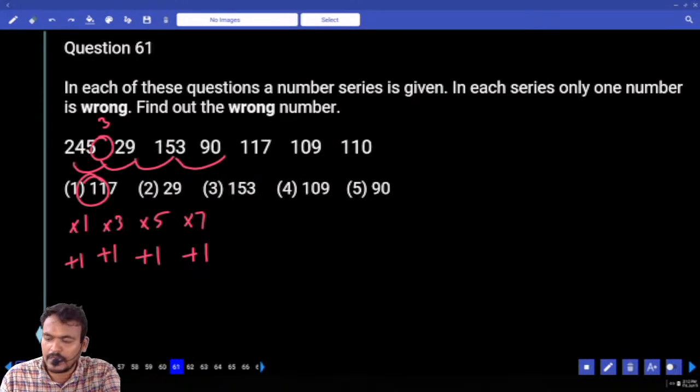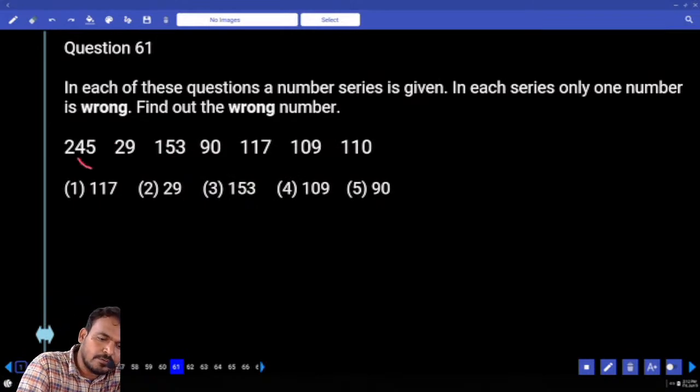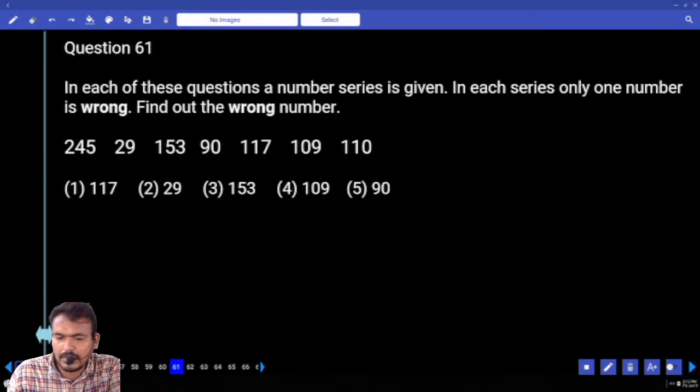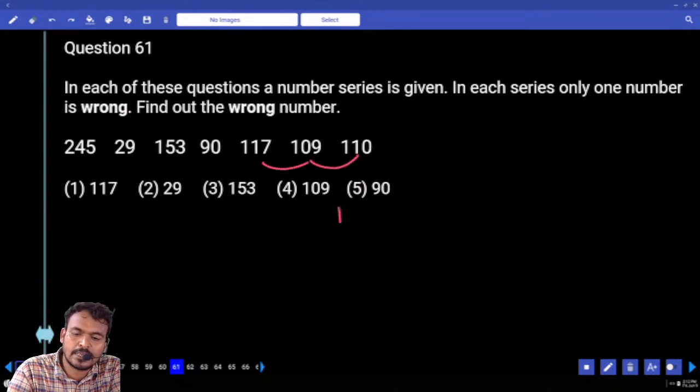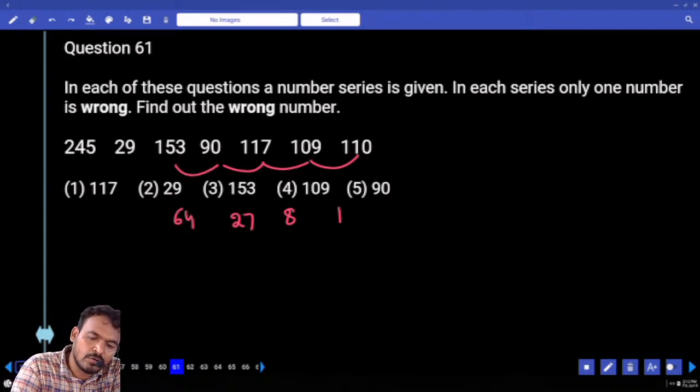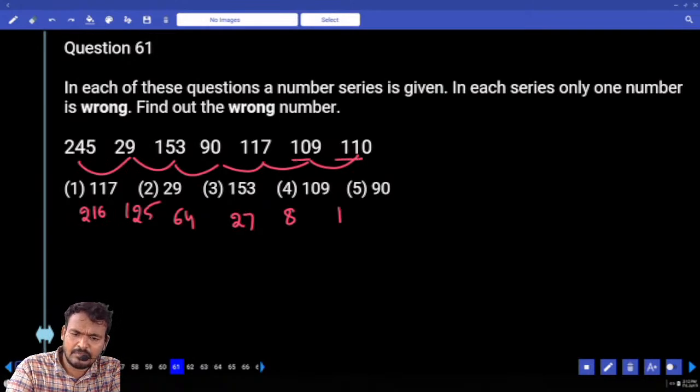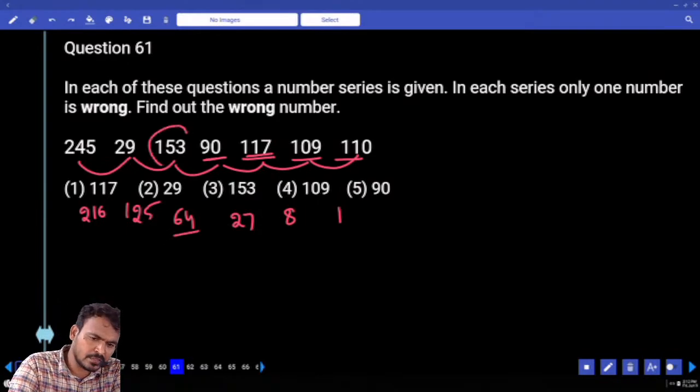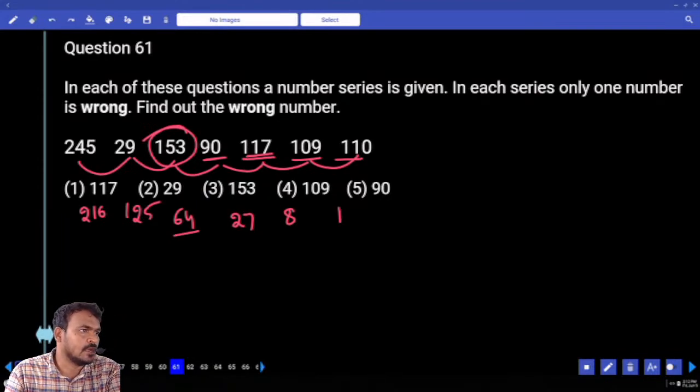Next question number 61. What is the first one difference? Wait. What is the last one difference? 1 or 9? 1. Last 2 second. 8. 1, 8 means perfect cube, sir. Next 27. Next 64. Next 125. Next 216. 110, 109, 117 correct. 117 minus 27, 90 also correct. 90 plus 64, 154. Wrong number is 153.